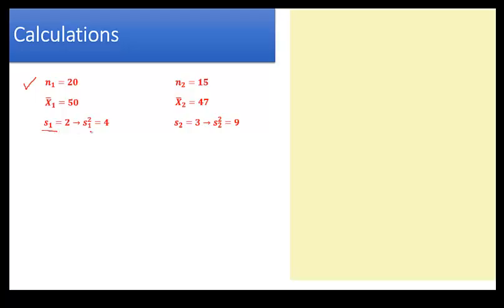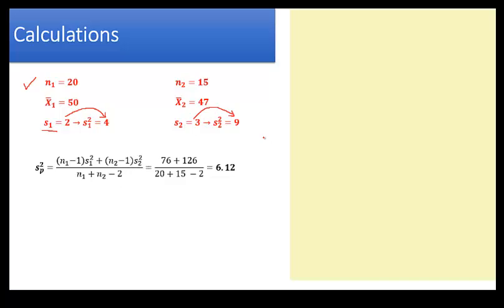We will make the variance out of the standard deviation. Simply squaring it, we will get the variance. Simply squaring the standard deviation and we will get the variance of the second group. And here we go with the formula of pooled variance. While replacing all this information which is given in the formula, we calculate the pooled variance as 6.12.